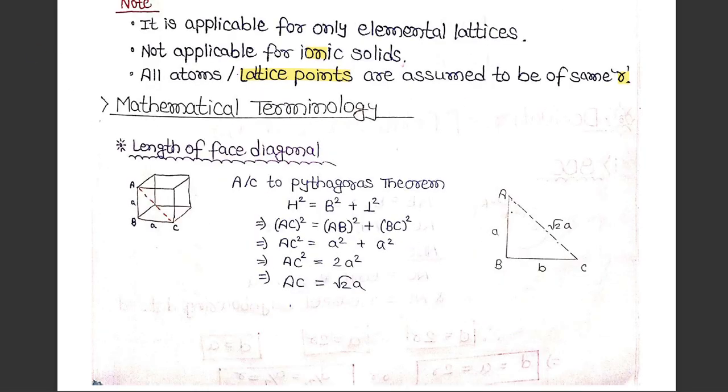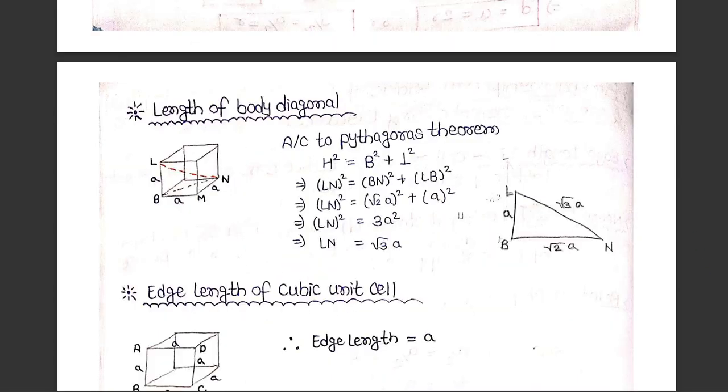Now there is a mathematical terminology for each of them. You only need to learn how the diagonal relationships work. The length of the face diagonal is a√2. You can take the screenshot. Now the length of the body diagonal, which is the diagonal inside the body, is a√3, which can be found by Pythagoras theorem.